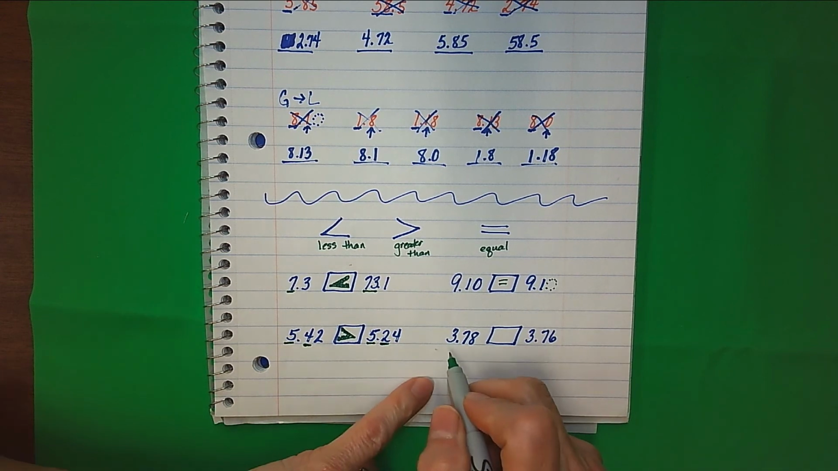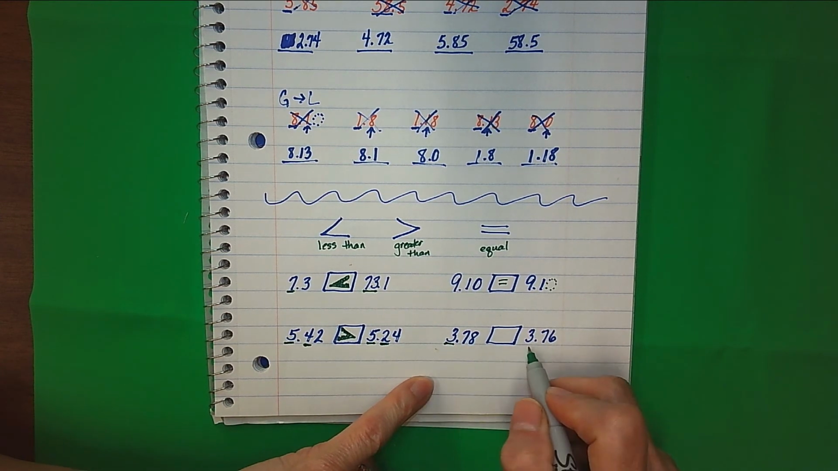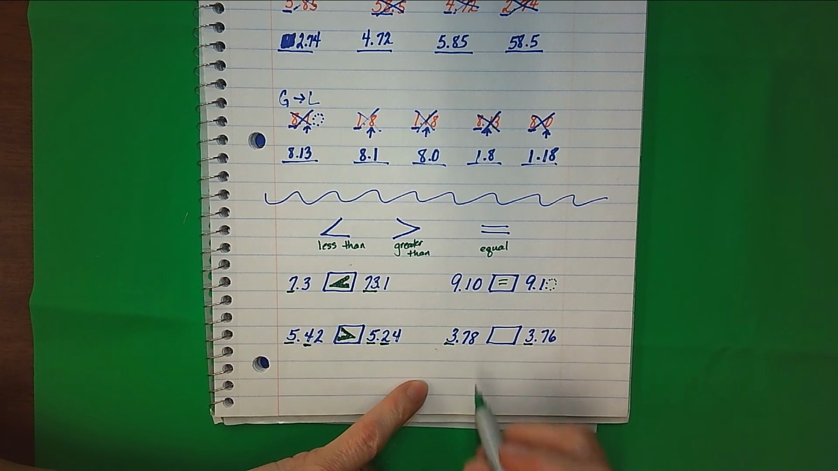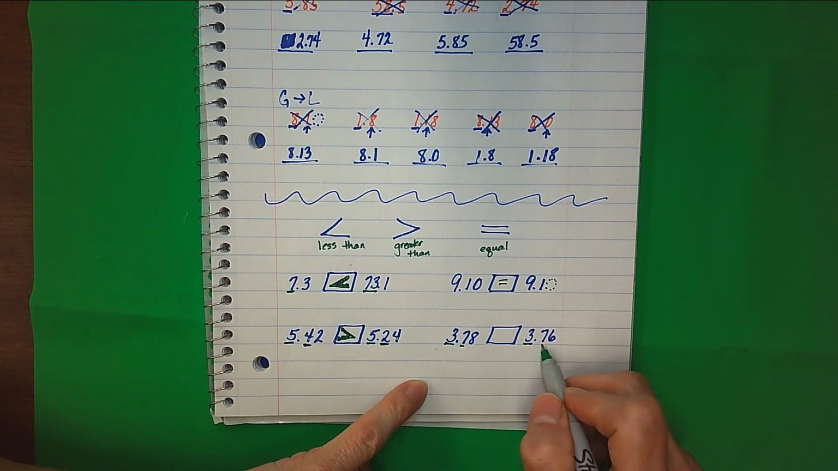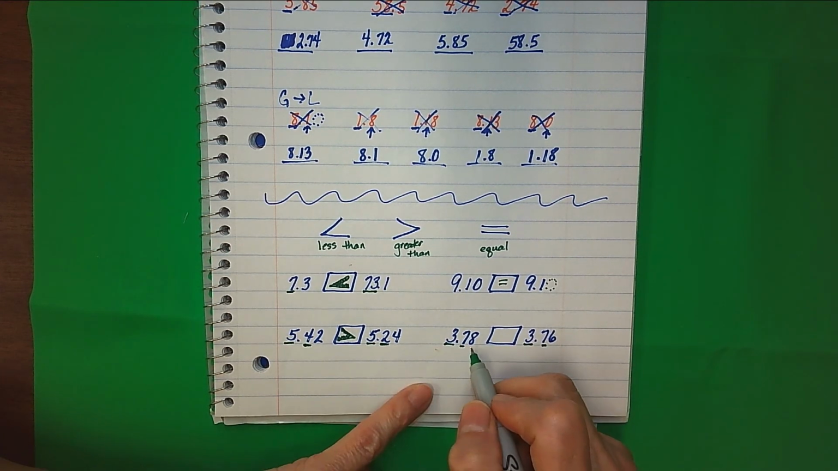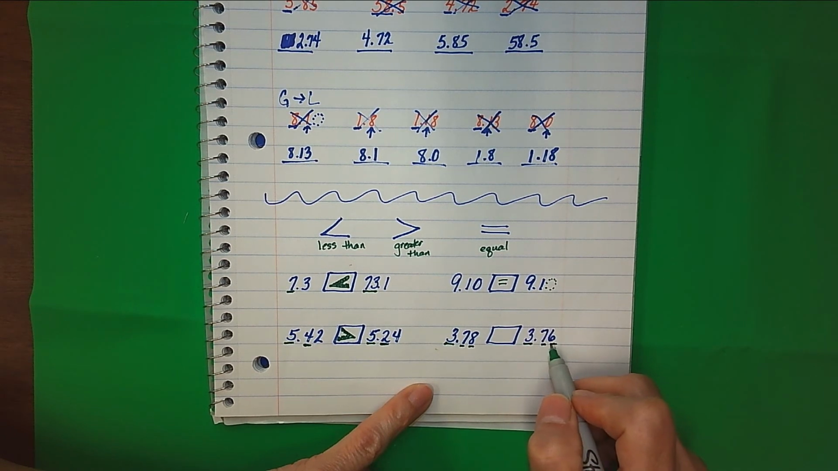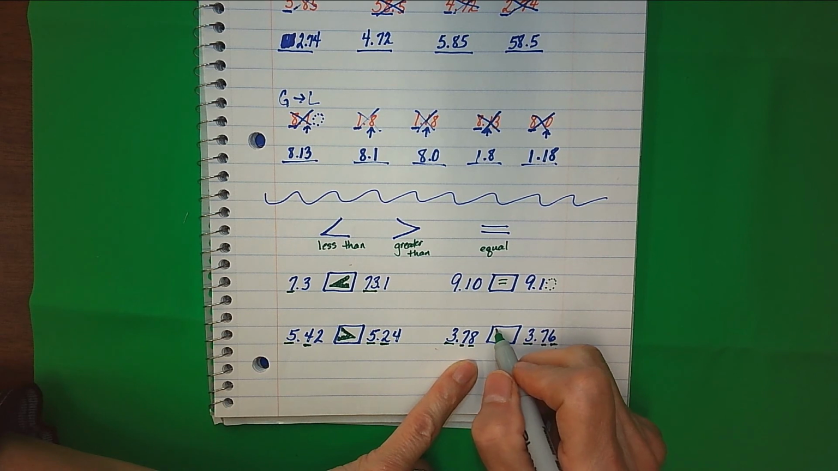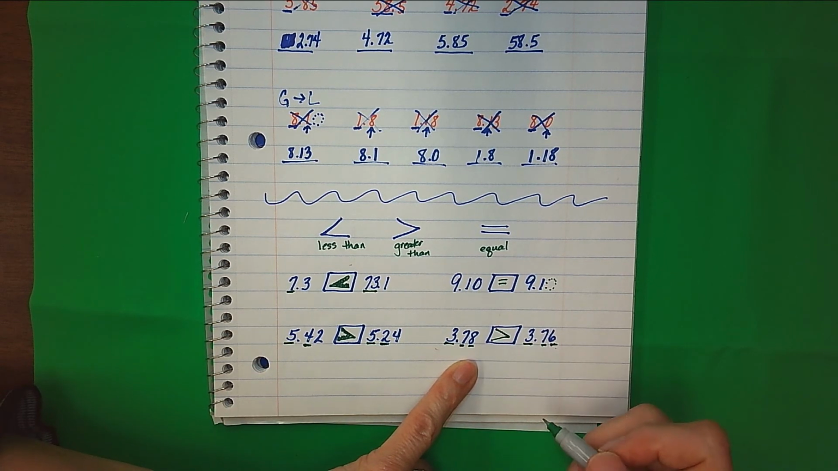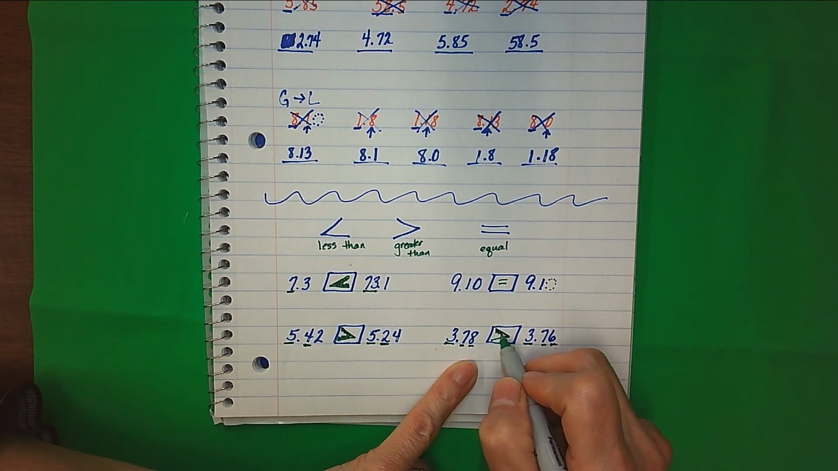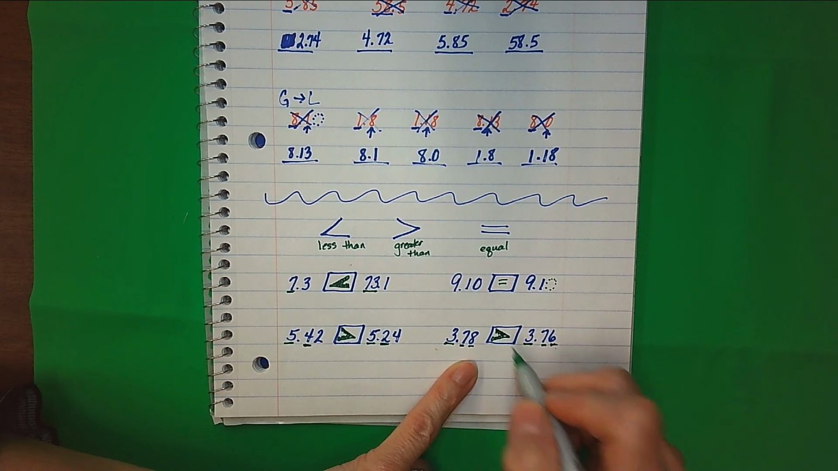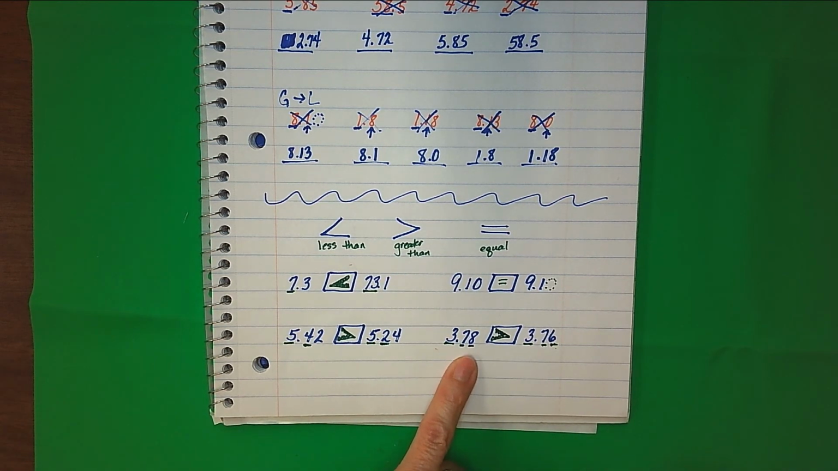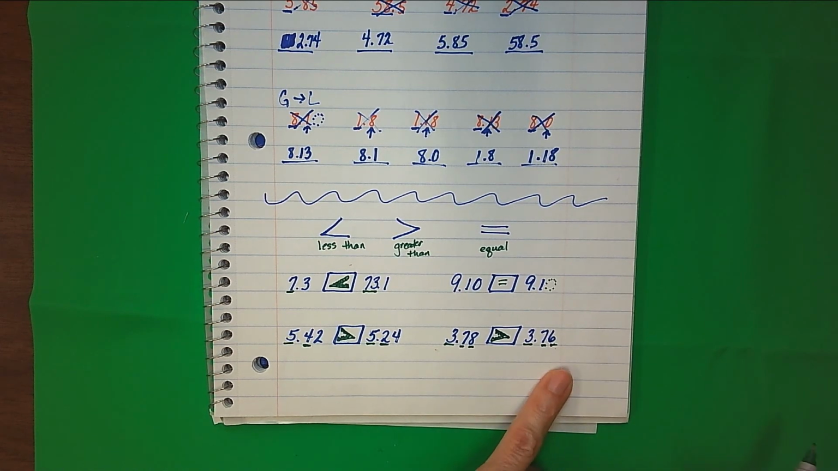Let's look at the next one. We've got 3 3, doesn't help us. 7 7 doesn't help us. 8 6, there's our difference. So 8 is larger than 6. So we want that wide mouth to go towards the 8 because it's bigger. And so we see that 3 78/100ths is greater than 3 76/100ths.